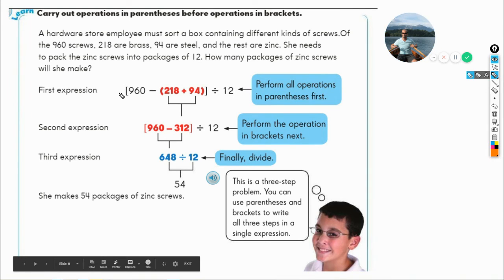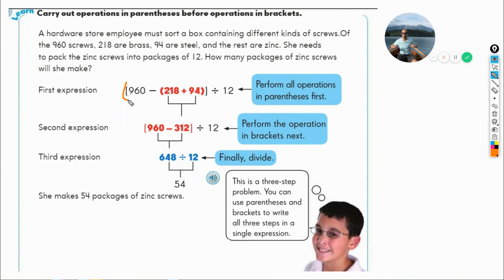So when you look, the first thing you do is look at the outermost set of brackets or parentheses, which are right there. So then that brings you inside, and then inside you have a subtraction problem in parentheses. So you do the parentheses bit first. 218 and 94 gives you that 312, and now you've still got these brackets here, and you do that, and once you've got this whole bracketed expression simplified, you can do the division.